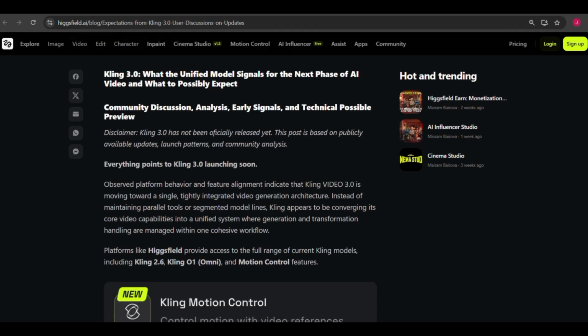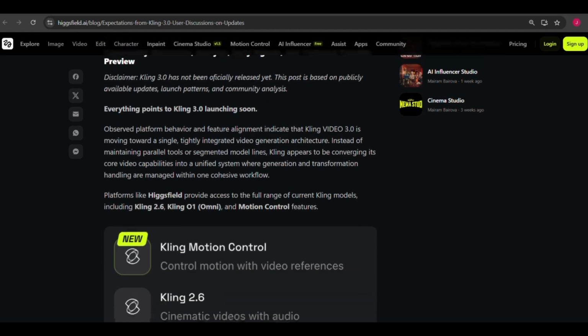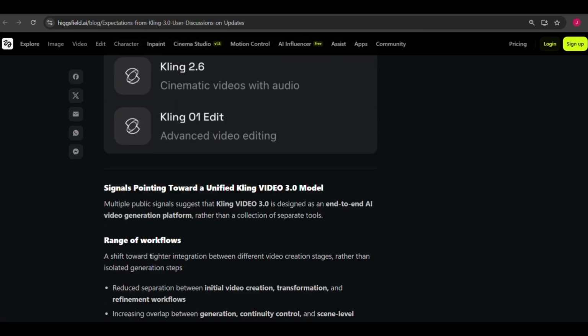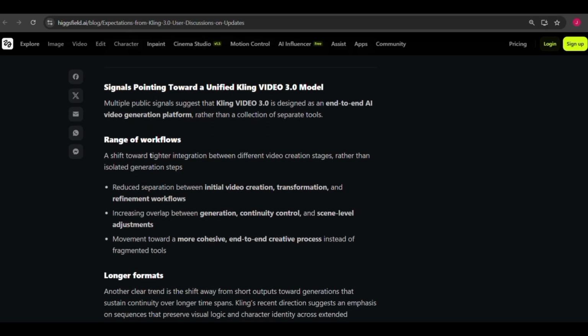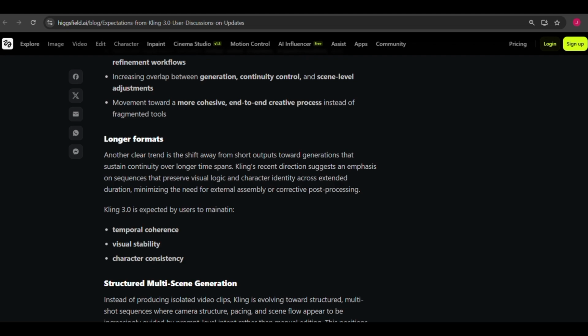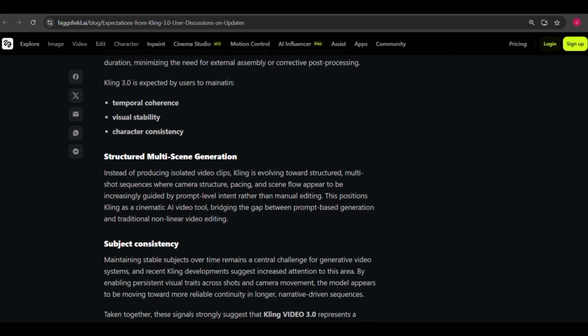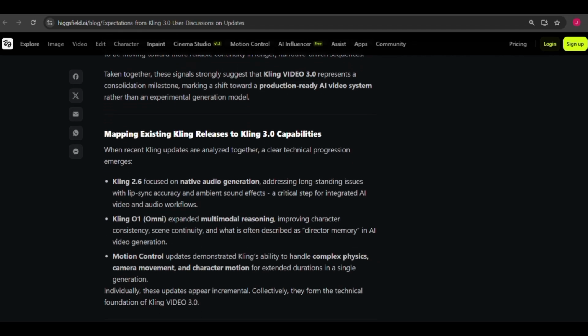Then there's something creators care deeply about but rarely talk about directly: physics and interactions. Anyone who's experimented with AI video knows how fragile hands, objects, and physical contact can be. One of the biggest hopes for Kling 3.0 is improved handling of these interactions. Fewer melted hands, cleaner object contact, more believable movement, and fewer visual glitches that break immersion instantly.